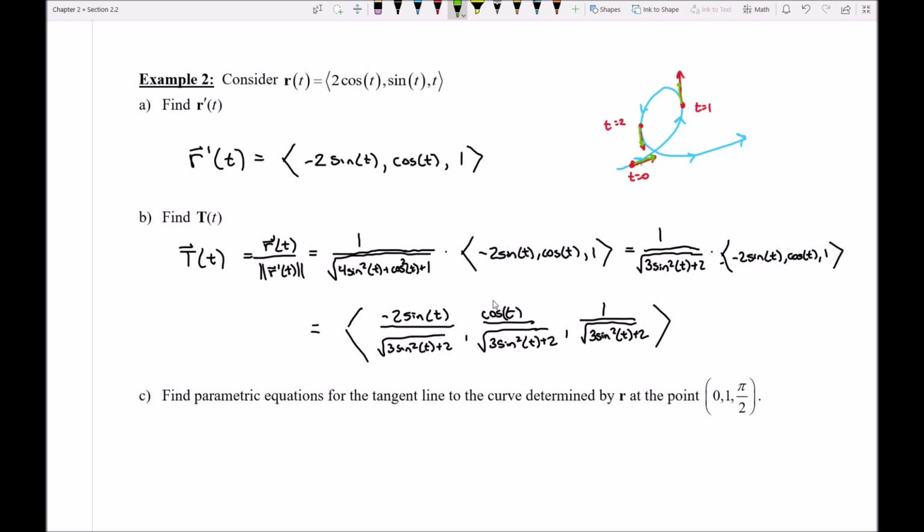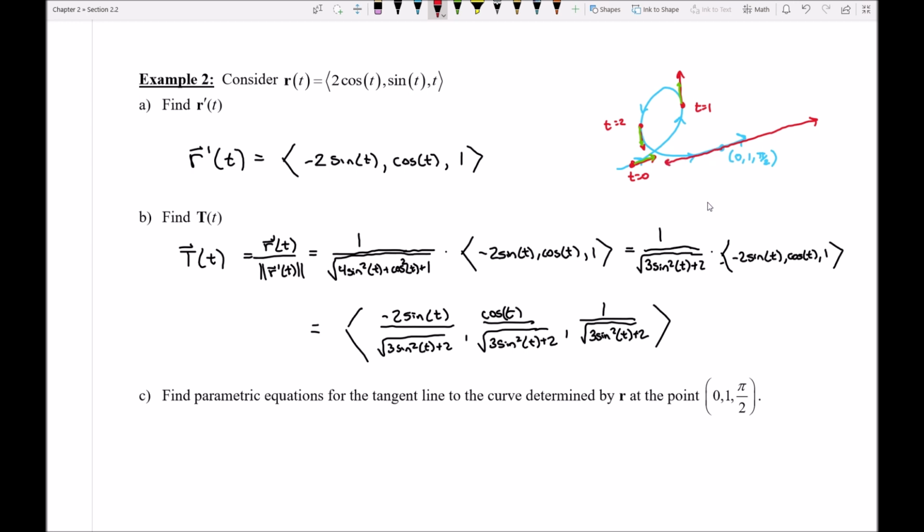Okay, let's take a look here at the final question on example 2. Can I use some parametric equations to describe a tangent line to the curve at the point 0, 1, pi over 2? So for the sake of argument, let's just pretend that I have a curve, and right here is the point 0, 1, pi over 2. What I want to do right now is to build a tangent line there, and I can imagine what that tangent line would look like. Tangent line could be something kind of like this.